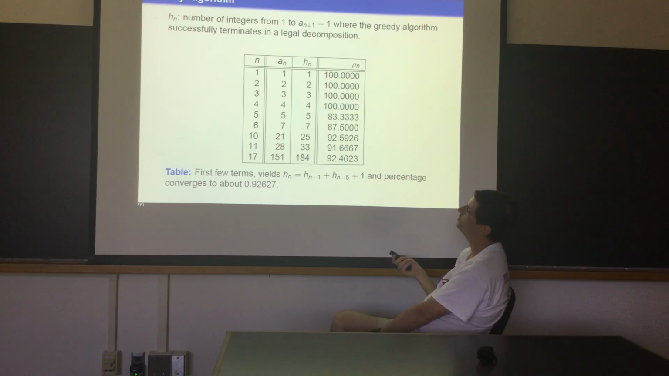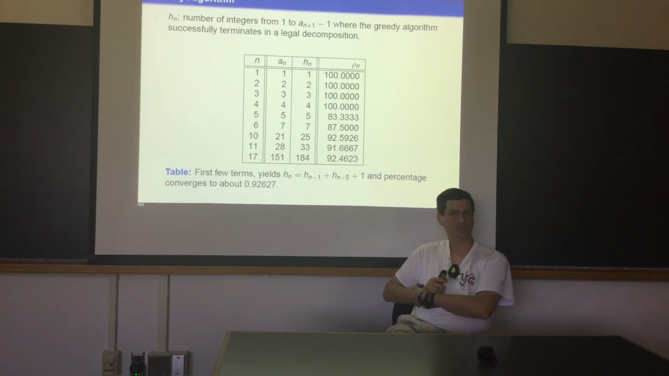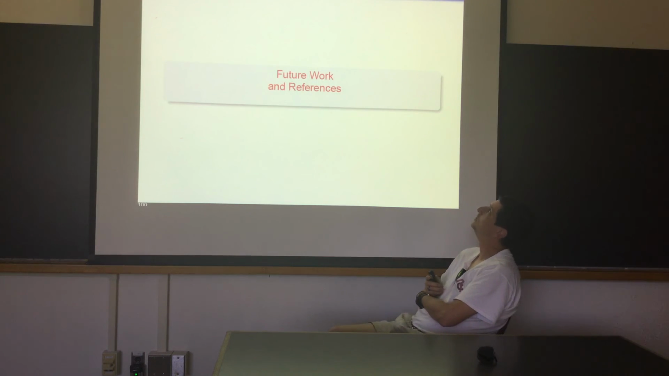If you use the greedy algorithm, you can see what fraction of the time the greedy algorithm works. It's around 92, 93% of the time. For the remaining numbers, you have to tweak things a little bit.